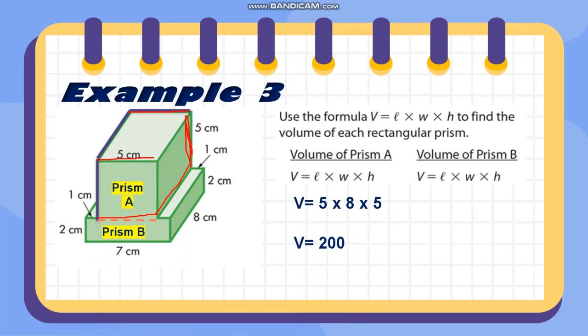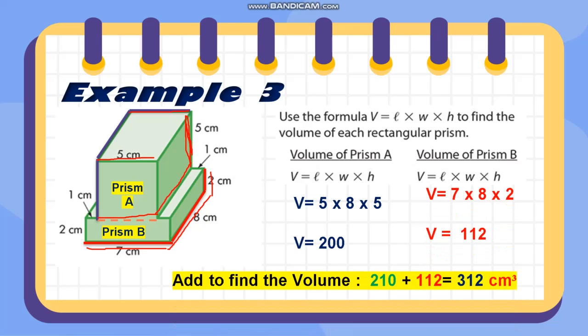Prism B. Prism B, this is your length, this is your width, and this is your height. So your length is 7, your width is 8, and your height is 2. So when we multiply this one, the answer is equivalent to 112. And combine the two volumes to find the final answer, 210 plus 112, that is equivalent to 312 cubic centimeter.